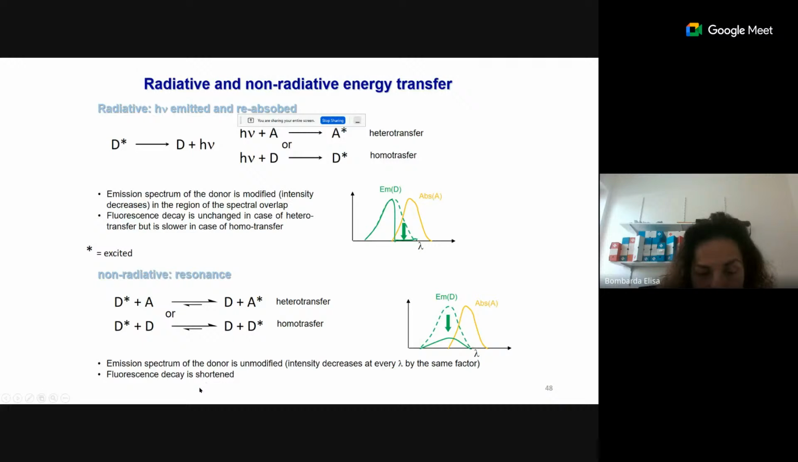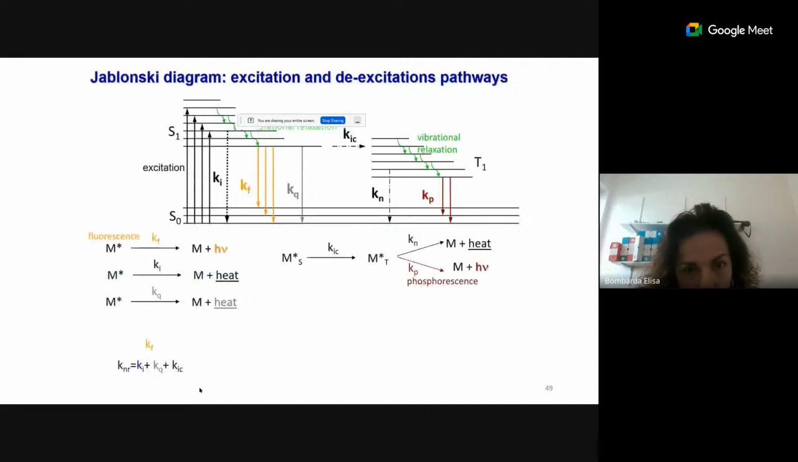And in this case, the fluorescence decay instead is shortened because the donor stays less. So the energy transfer is, in this case, a non-radiative pathway that is added to all the other non-radiative pathways that reduce the time the probe stays in the excited state. Okay, so exactly. So that's what I was saying.